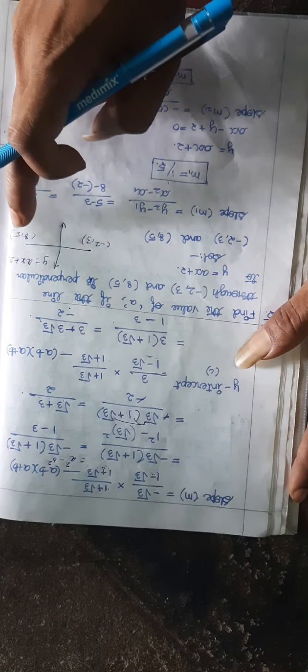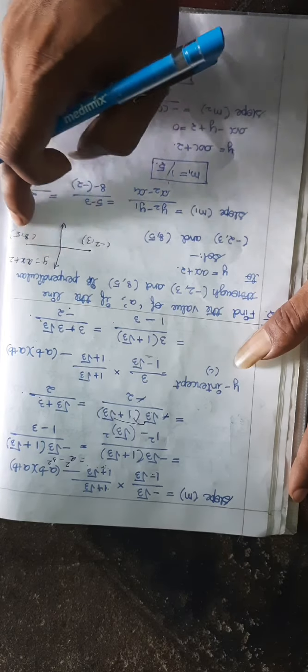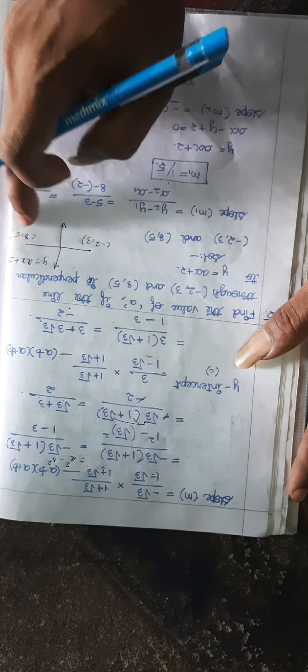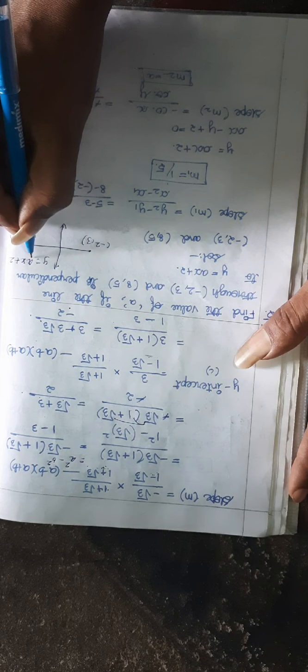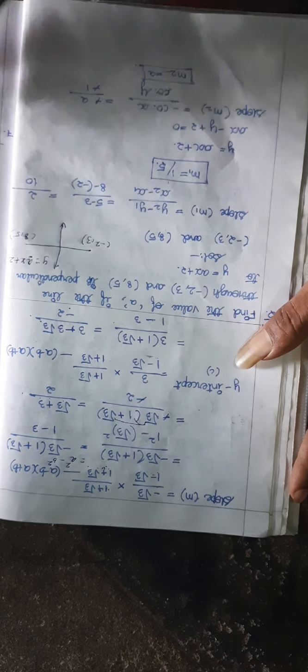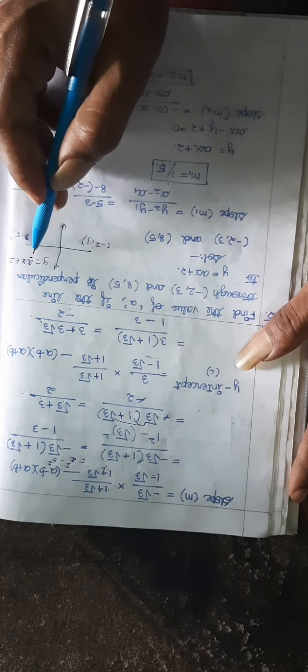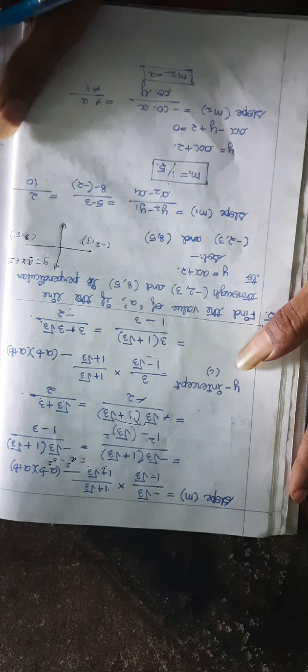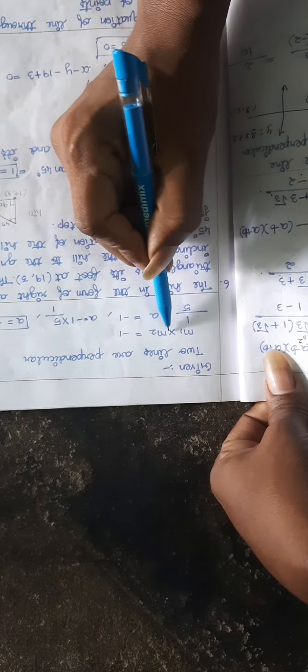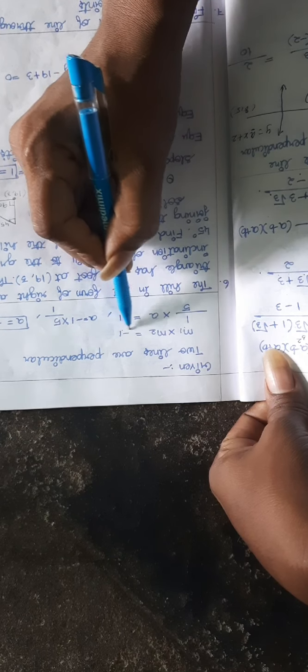So they have given that the two lines are perpendicular. Then you want to find the value of a. The two lines are perpendicular, so use the perpendicular condition. What is the perpendicular condition? m1 into m2 is equal to minus 1.